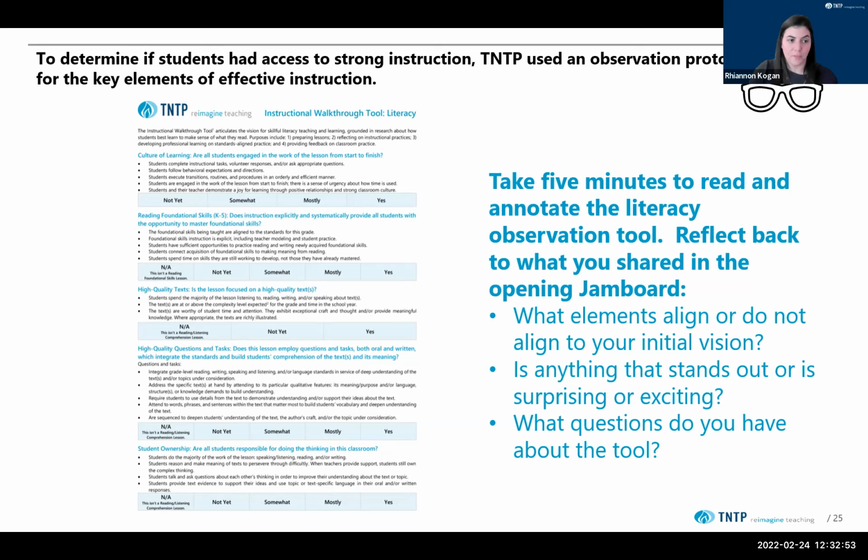So just to synthesize what we're doing right now, we're going to take 5 minutes to independently read and think about these questions. We'll then go into breakout rooms to discuss with colleagues, and then we'll come back for a whole group share out. So 5 minutes independently right now, and then we'll send you into breakout rooms to discuss.